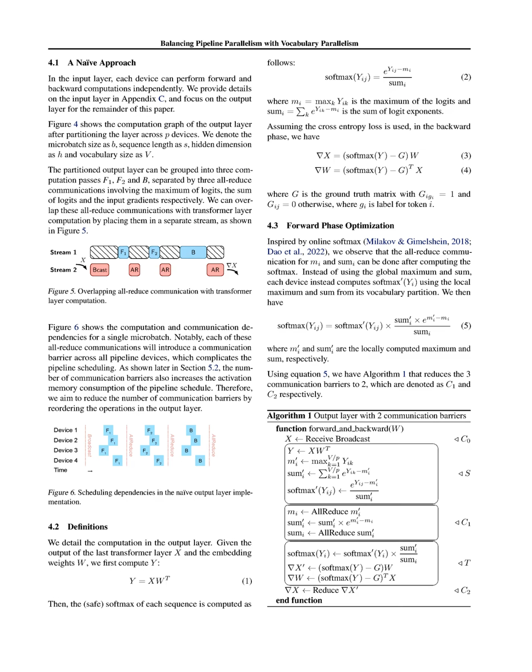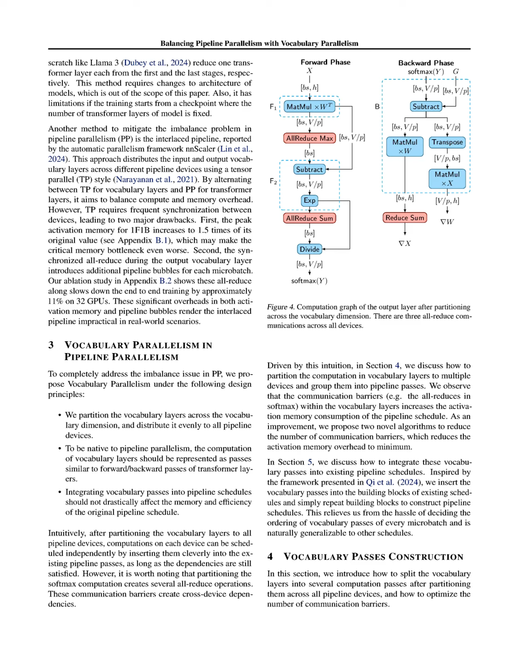This partitioning introduces several computation passes, denoted as F_1, F_2, and B, which are separated by all-reduce communications that manage dependencies across devices. To optimize the number of communication barriers, the approach reorders operations within the output layer, reducing the communication overhead from 3 barriers to 2, thereby minimizing activation memory consumption.